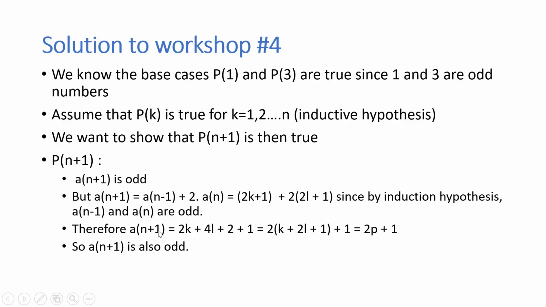We do some simplification to the term on the right-hand side, and you can see the mathematics here, we obtain an expression of the form 2p plus 1, where p is equal to this quantity here. So what that means is a subscript n plus 1 is also odd. Notice in this case we had to use strong induction because we had to assume not just a subscript n to be true to show a subscript n plus 1; we had to assume both a subscript n minus 1 and a subscript n are true to show that a subscript n plus 1 is true.